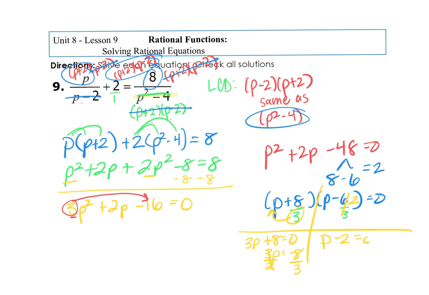p minus 2 equals 0, add 2 to both sides, and p equals 2. Now this solution of p equals 2, if I substitute it in for either p, 2 minus 2 is 0, 2 squared is 4 minus 0, or 4 minus 4 is 0. So this creates that 0 in the denominator, not allowed, so we're going to cross it off. It's extraneous, but negative 8/3 does not create a 0, so it's our only solution on that problem.